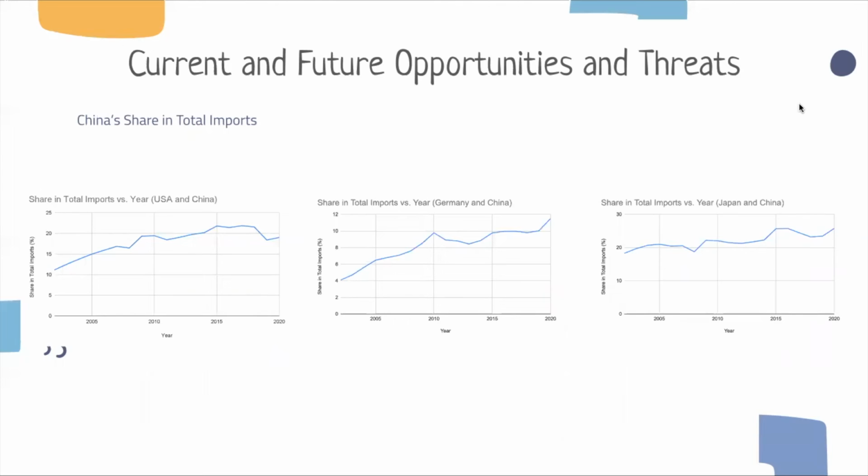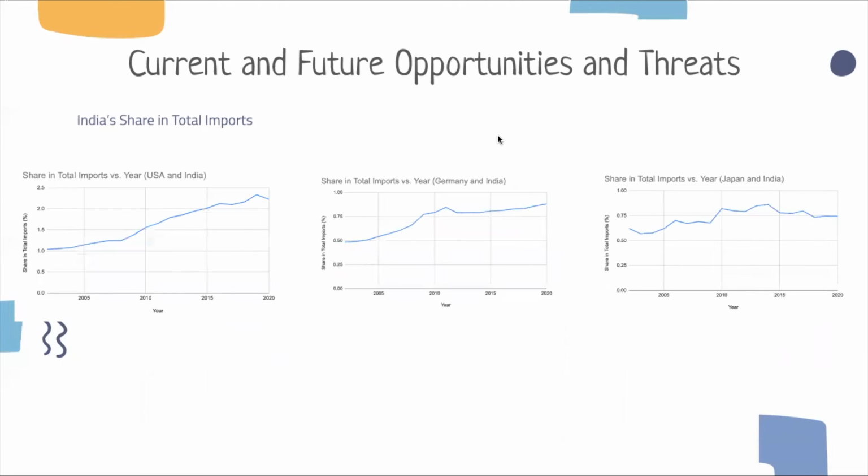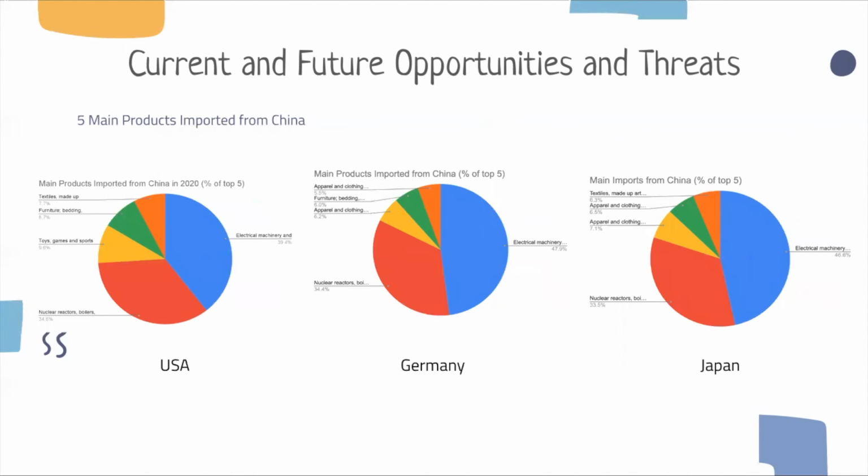And then for China's share in total imports, again, it trends upwards. And then India's share in total imports also trends upwards. So this means that over the past 20 years, the United States, Germany, and Japan have increased overall trade with both China and India. And then this continues to be seen when you look at the main products imported from China. So for all three countries, the United States, Germany, and Japan, their highest imports from China was electrical machinery.